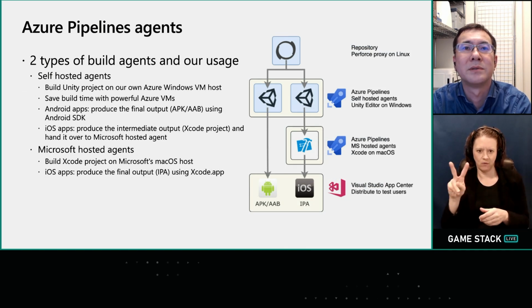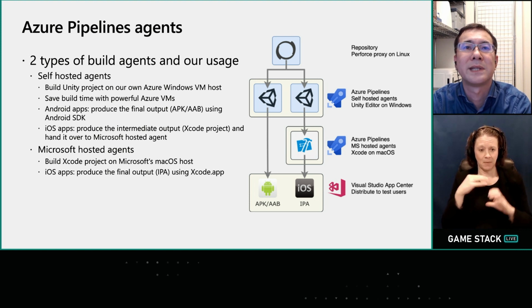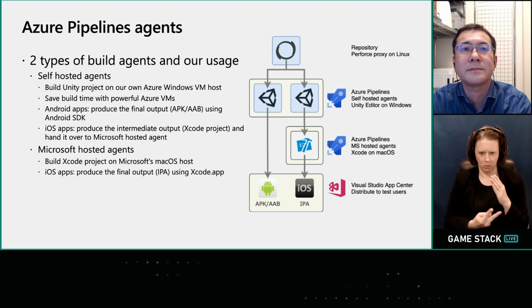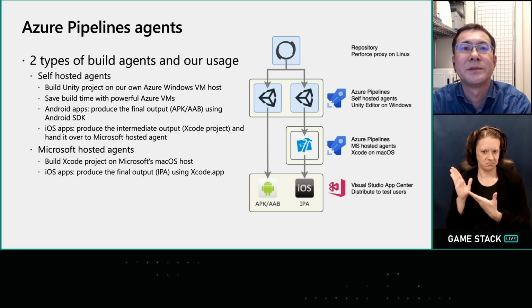Azure Pipelines have two types of build agents, self-hosted and Microsoft-hosted. We utilize both of them in our pipelines as shown in this diagram. The self-hosted agents are used to run Unity Editor as a build tool, running on powerful Azure Windows virtual machines to reduce build time. For Android apps, they can produce the final output, APK or AAB files, using Android SDK. But for iOS apps, they can only produce the intermediate output, that is, the Xcode project.